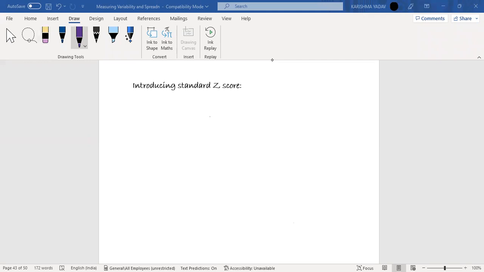So in this lecture we are going to discuss standard Z scores. Okay. In the previous lecture we saw how the standard deviation can be used to measure how variable a set of values are. And we used it to pick out the most reliable player for the basketball team in the example of the basketball team.